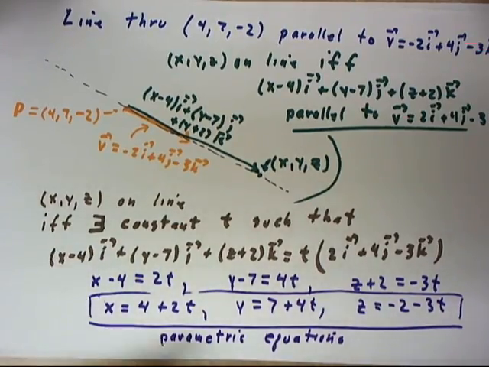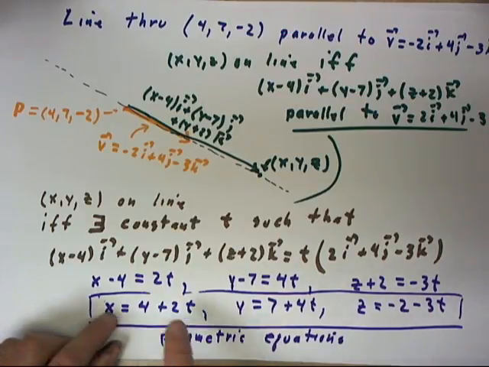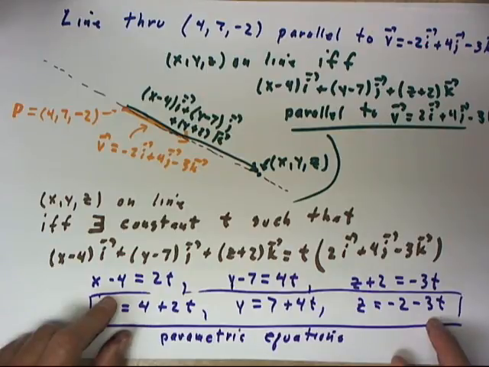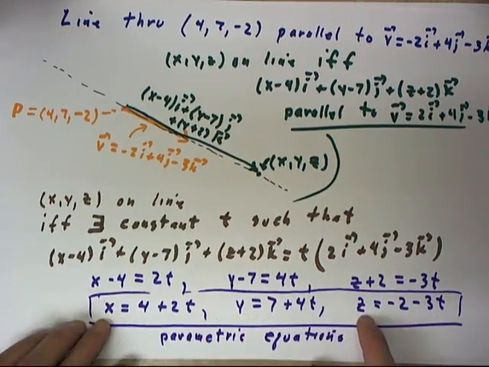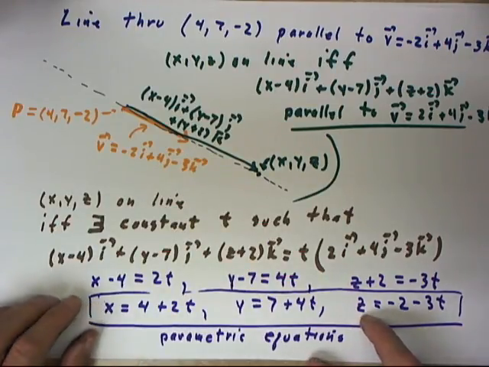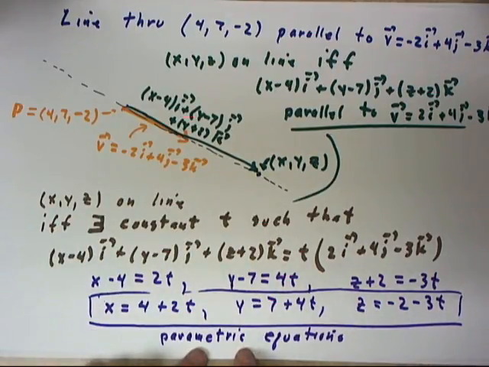If we substitute a variety of different t values into these three equations, using the same t value for all three equations before going on to another t value, we're going to get the x, y, z coordinates of a series of points on this line, and we'll see what that might mean geometrically in a minute. So these are called the parametric equations of the line.